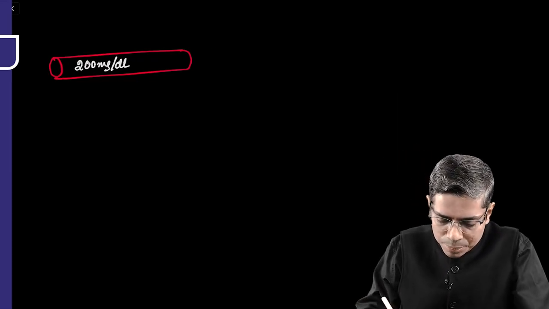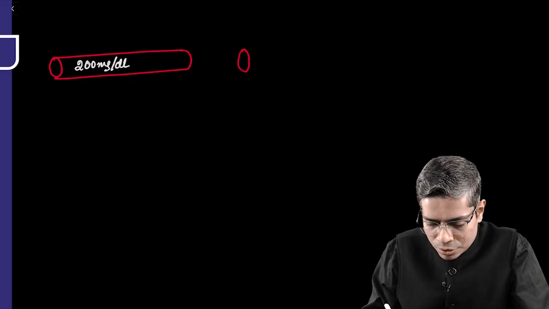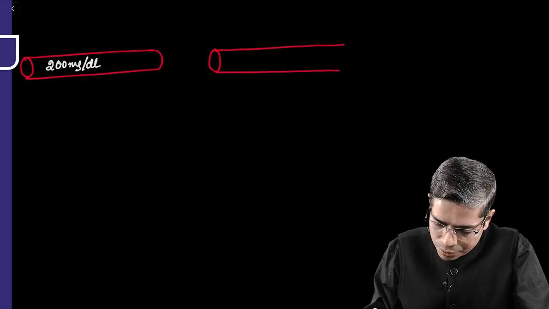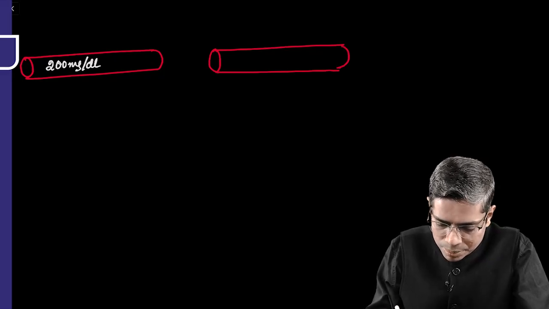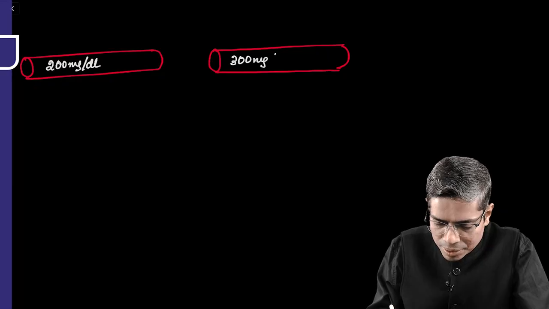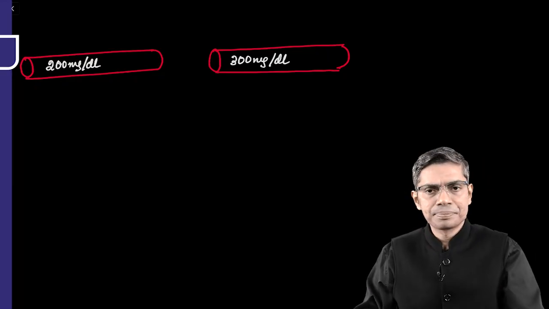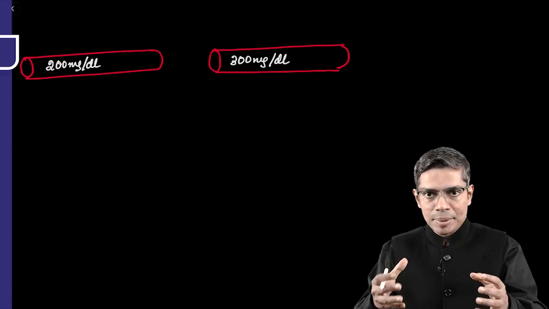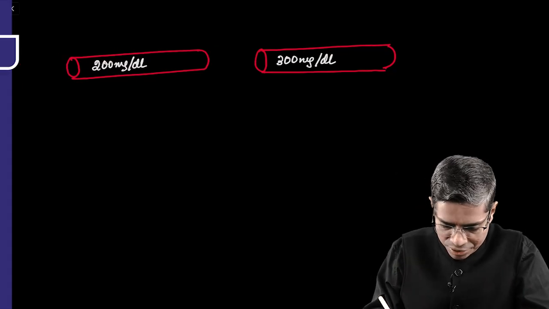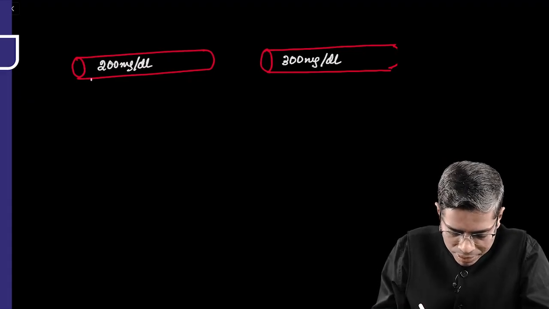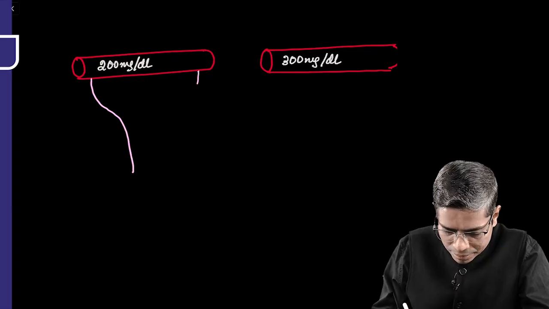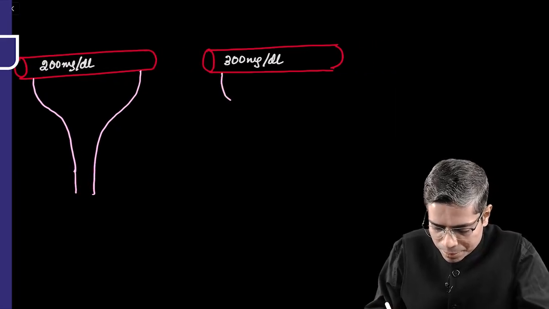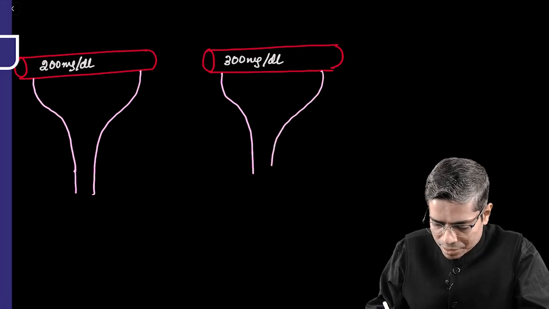And I'm taking another patient for parallel discussion. In this patient the blood glucose level is a little higher, suppose 300 milligram per dL, more higher, diabetic. So this huge amount of glucose is reaching the level of the glomerular capillary, and there will be filtration. I'm drawing the Bowman's capsule and the proximal convoluted tubule in both cases.